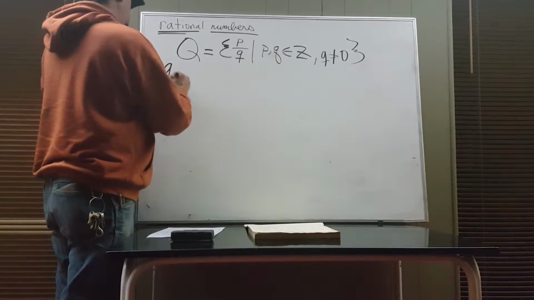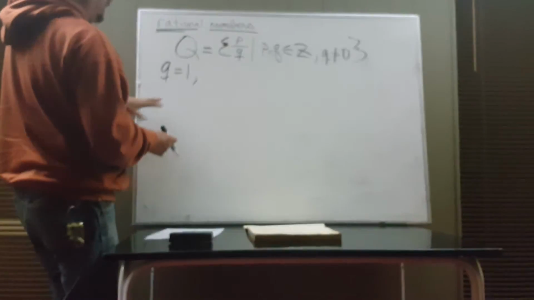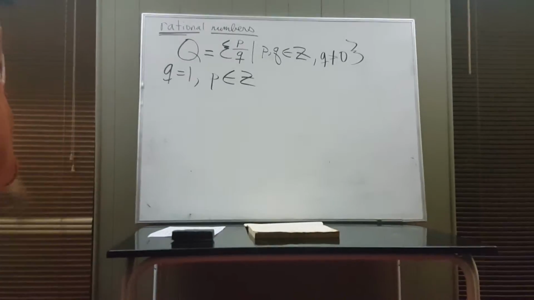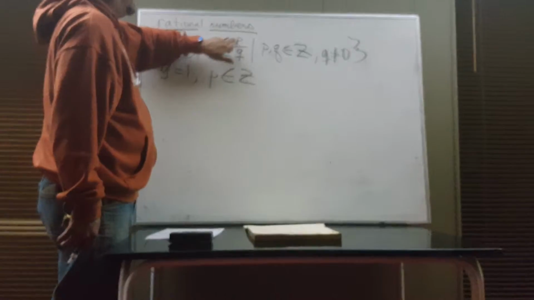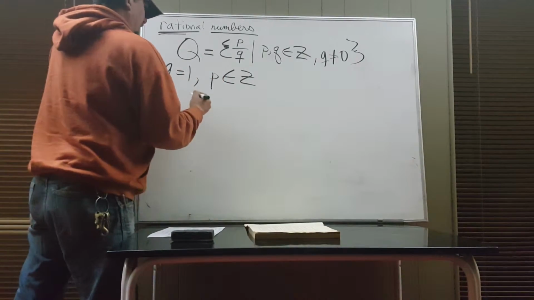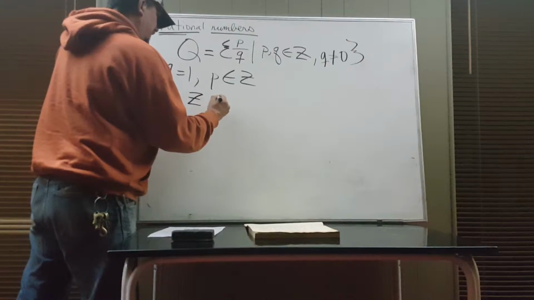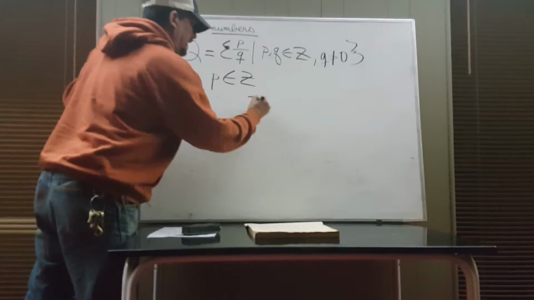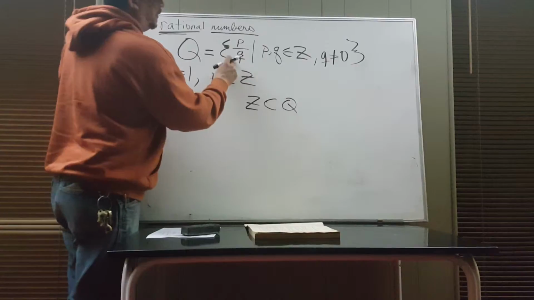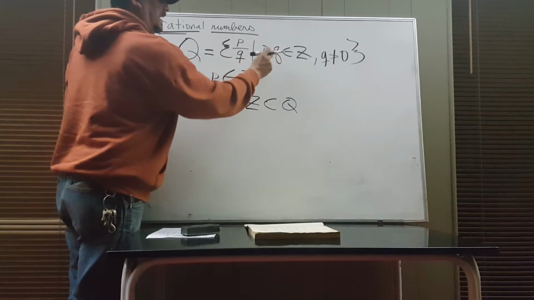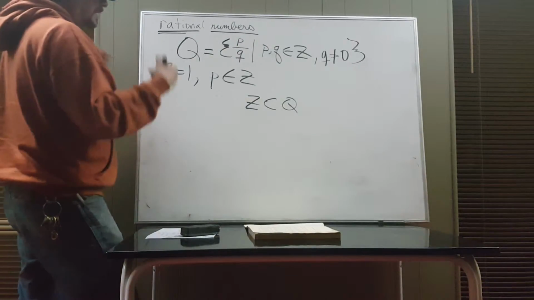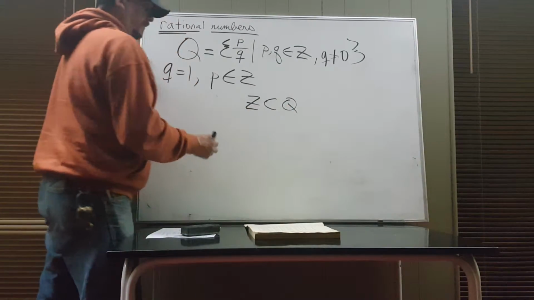So what happens if Q is 1? Well, if Q is 1, then P belongs to Z. Right? If Q is 1, then P divided by 1 is P, and P and Q are integers. So this tells us that Z is a subset of Q, because if Q is 1, then P is an integer. 50 divided by 1 is 50. Negative 50 divided by 1 is negative 50. Both of those are integers, so every integer is a rational number.